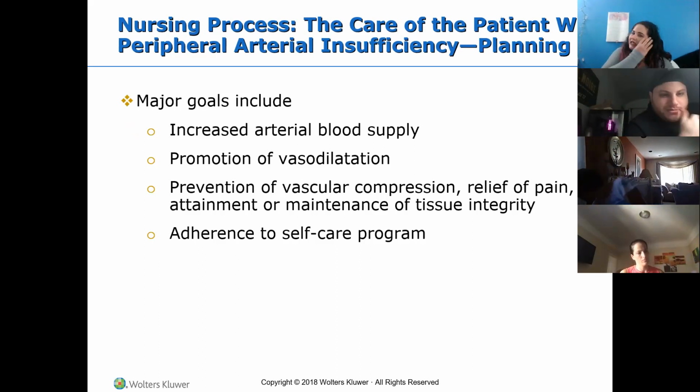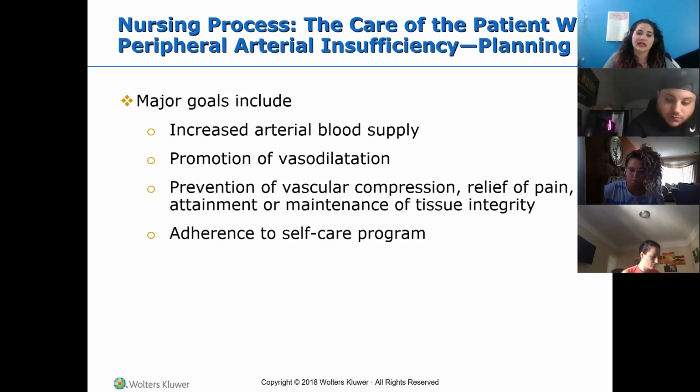Okay, nursing planning. Major goals include increased arterial blood supply, promotion of vasodilation, prevention of vascular compression, relief of pain, attainment or maintenance of tissue integrity, and adherence to self-care program.